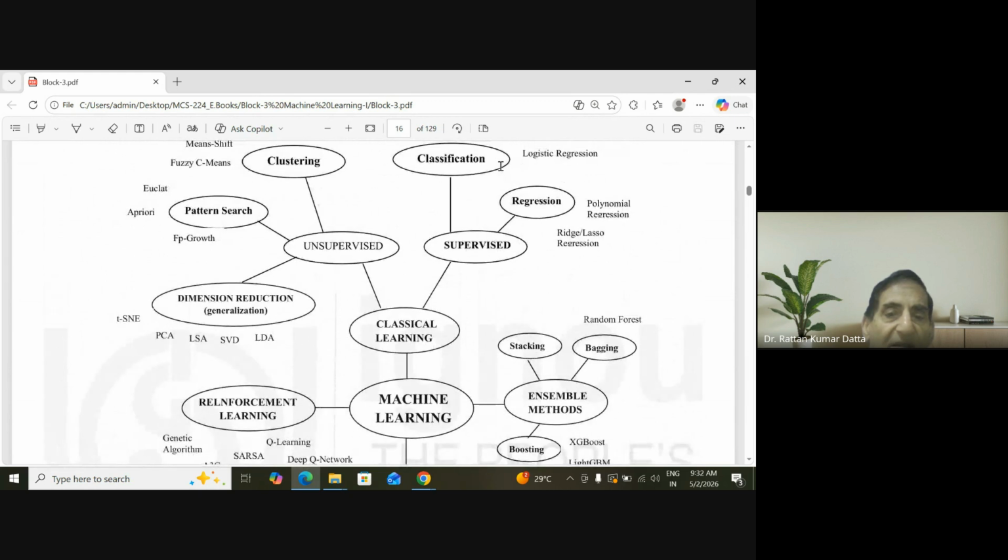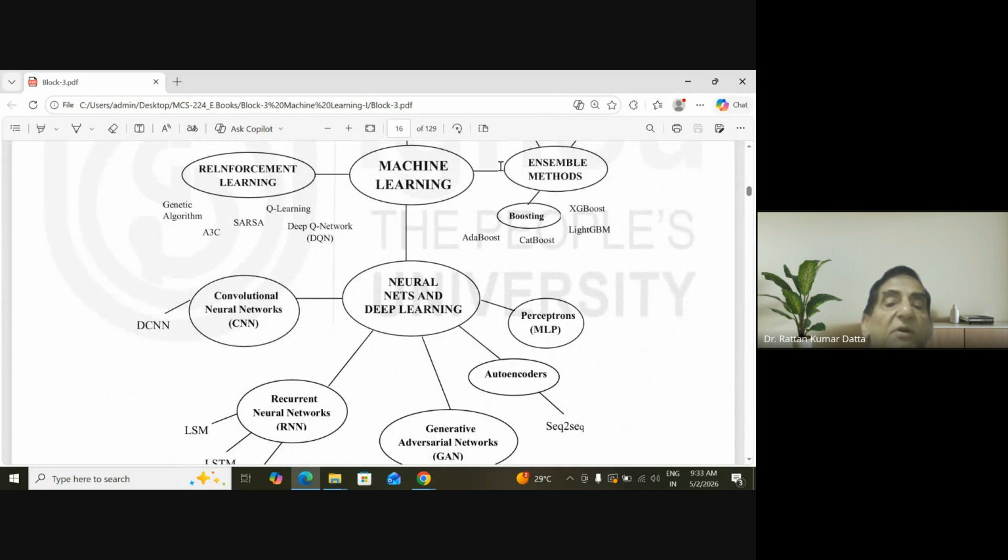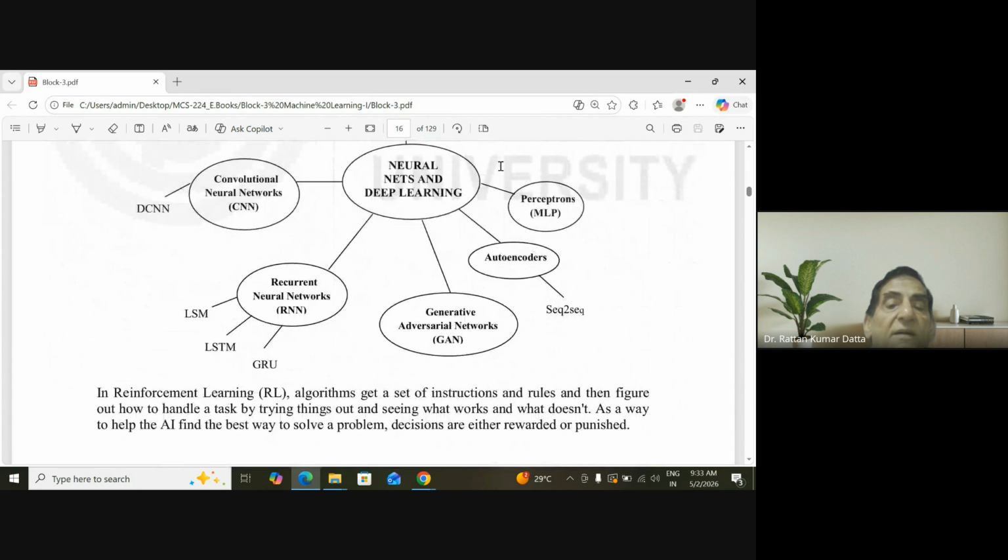सिग्नल अपने आता नहीं है. Machine learning. This is clustering, unsupervised, supervised. So these are the things. And then ensemble methods, then reinforcement learning, neural network, generative adversarial network, recurrent neural network. All these are part of the various algorithms which are there.